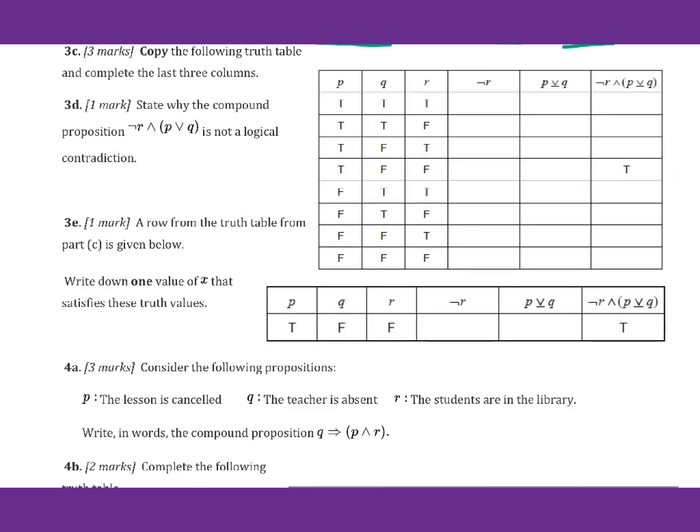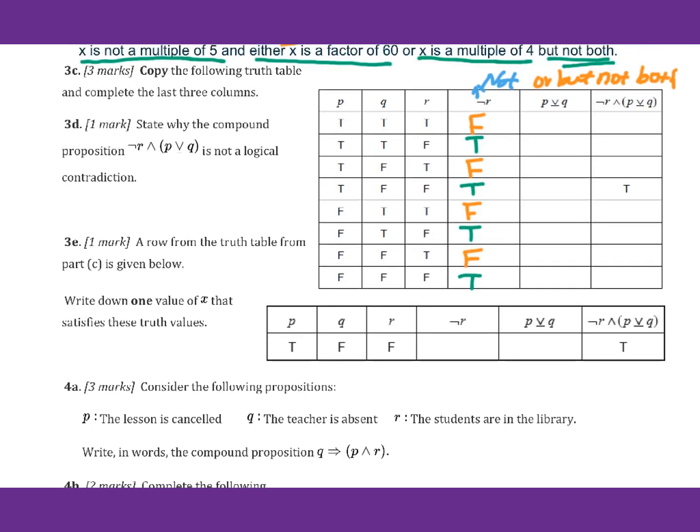For 3C, copy the following truth table and complete the last 3 columns. This means not. Get the opposite of R. So you have false, false, false, false. Then here's true, true, true, true. This symbol means or, but, not both. Keywords will be exactly 1. To be true, exactly 1 must be true.